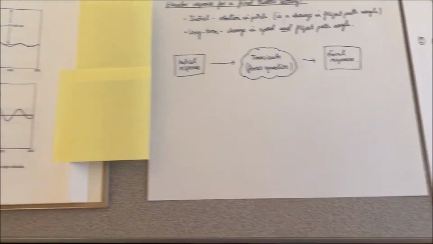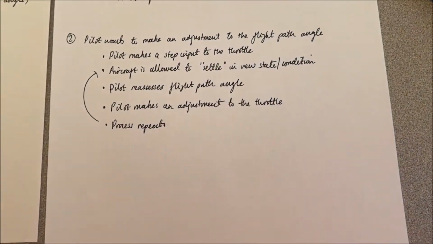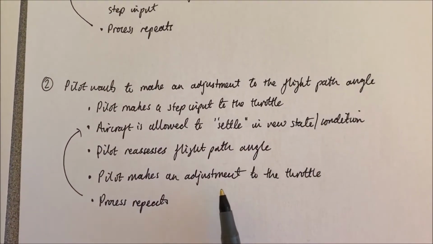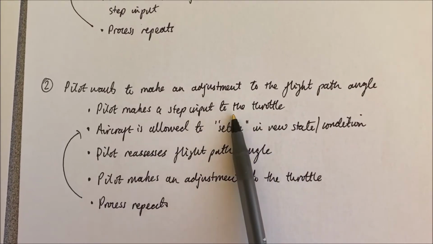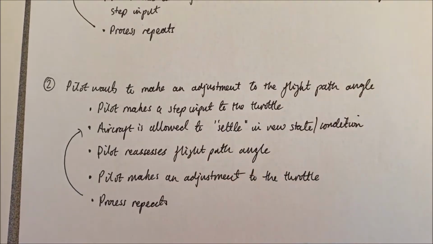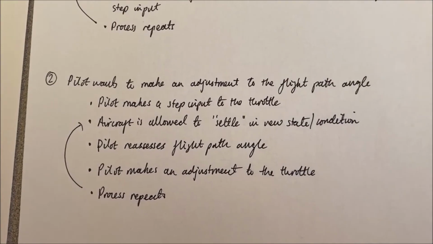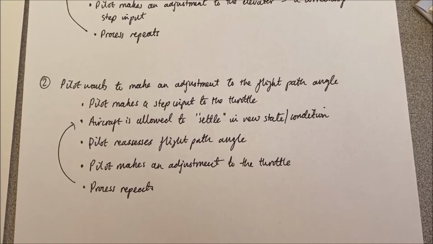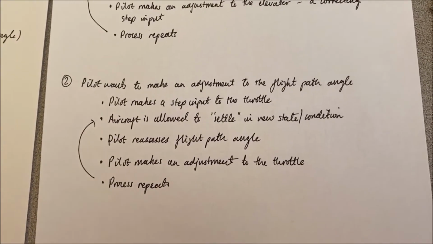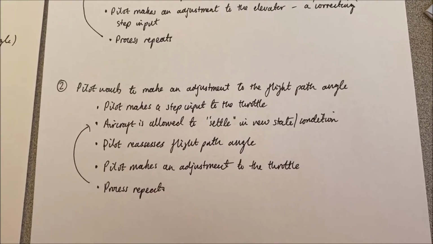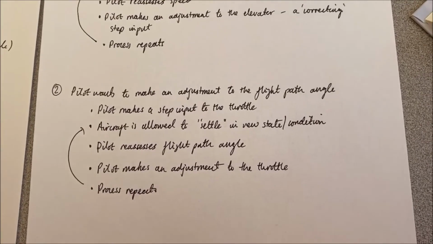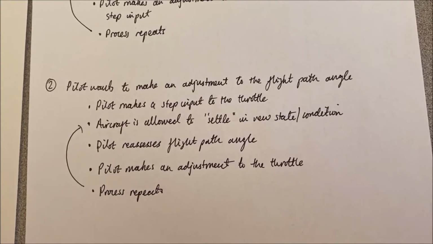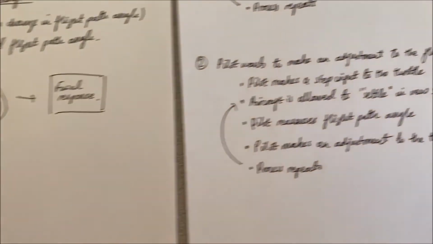So let's take a look at what happens if we do the other type of thing and we want to make an adjustment to the flight path angle. Well, we're going to make some adjustment to the throttle now. We make a step input to the throttles, we allow the aircraft to settle in this new condition. The pilot needs to then make an assessment as to whether that throttle adjustment was successful in obtaining the desired flight condition. If not, then you need to reassess and make another adjustment, and so on and so forth. Well, the dynamics are very similar.